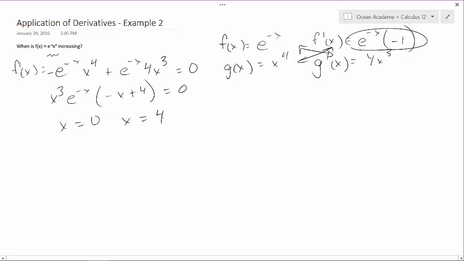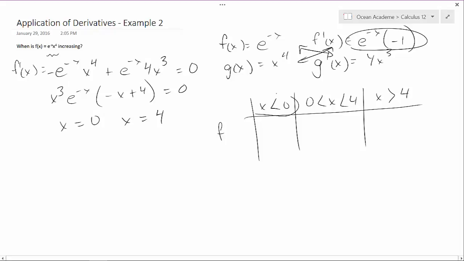Now we have to run a series of tests in order to determine where this would be increasing or decreasing. So we'll start with where x is less than 0, and then we'll look at where x is between 0 and 4, and then where x is greater than 4.